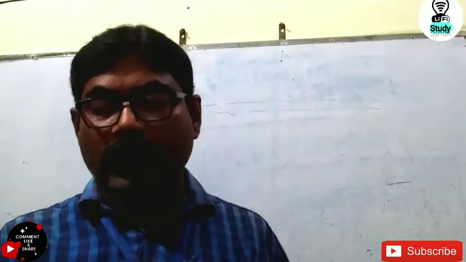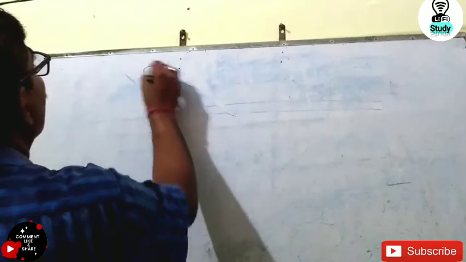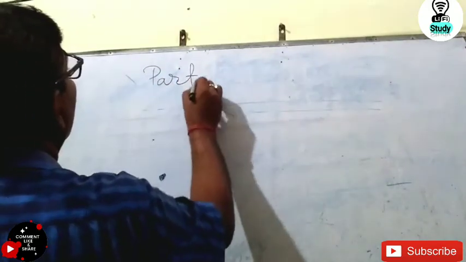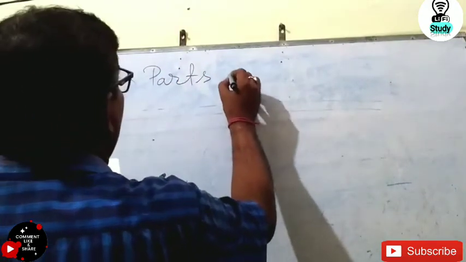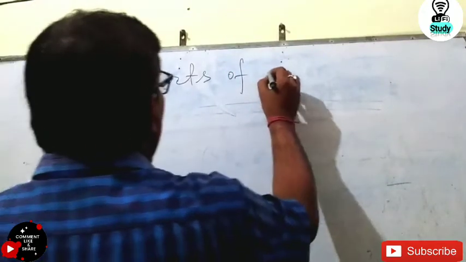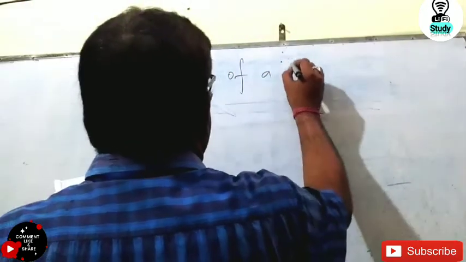Today I am going to teach you chapter 6 in science. The topic is parts of a plant.